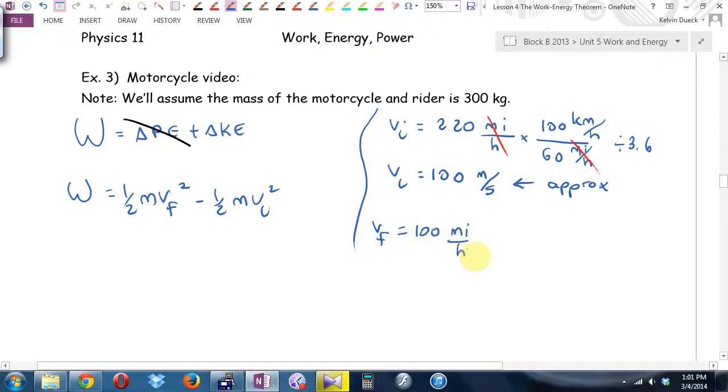By the way, when you're abbreviating miles, you have to put an I, because just an M by itself is what? Meters, and that's a very different unit of measure. So miles per hour. And again, it's going to be times by 100, divide by 60, divide by 3.6. It should be somewhere around 48, 47, 45, 50 meters per second. Can someone crunch that for me?